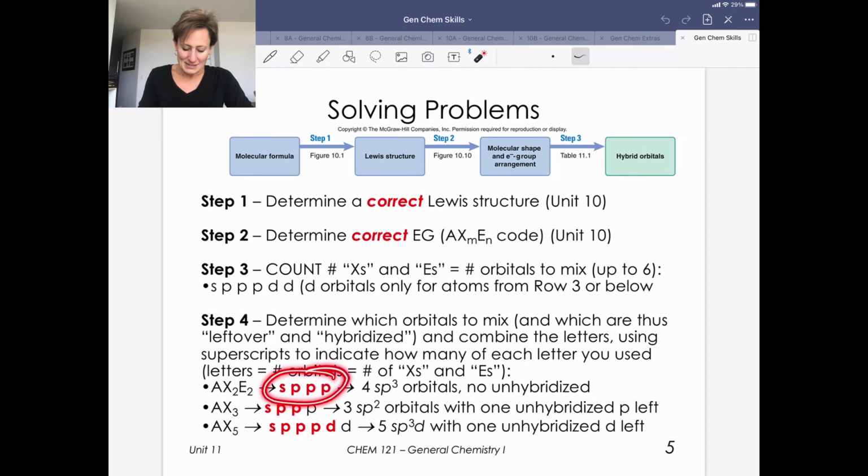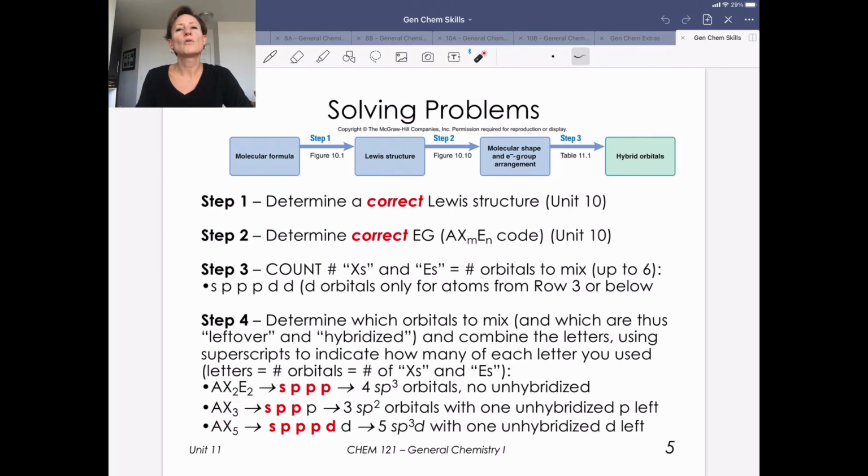But when I mix these together, I'm going to have 4 orbitals because I mixed 4 letters here. And I'm going to describe those orbitals as sp3 because that's what I mixed, an S and 3 p orbitals. There's nothing that's left unhybridized in this sense. We didn't use these d orbitals, so we don't really consider them. But we're going to have 4 sp3 orbitals, nothing that's left unhybridized. Okay, let's go through another example here.